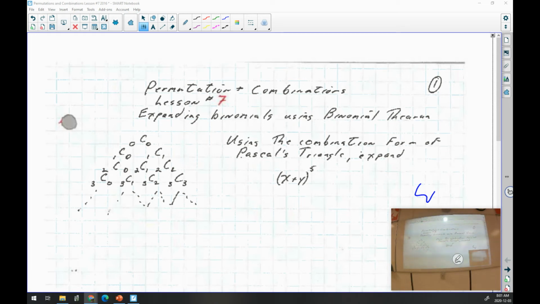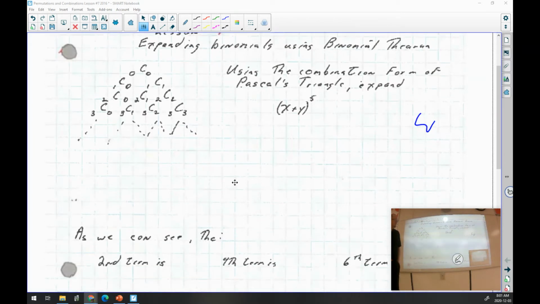Morning. Today we're going to look at using Pascal's triangle to expand binomials, where we don't want to multiply it all out, and then developing a formula that we can remember. Instead of having to expand (x + y) to the power of 10, if we want the 7th term or the 8th term, we only have to find that term. That is called the binomial theorem.